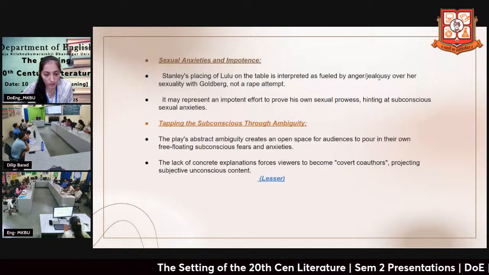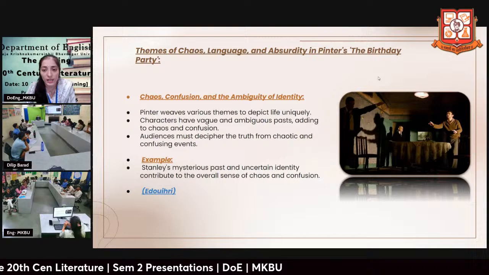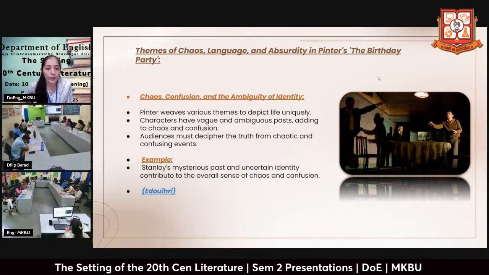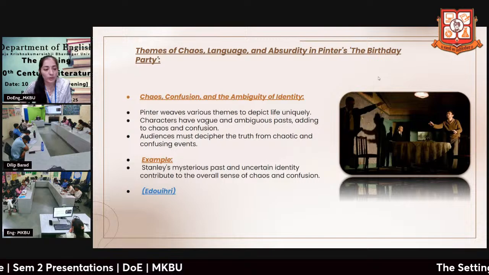Theme of chaos, language and absurdity in Pinter's The Birthday Party. Chaos, confusion and the ambiguity of identity: Pinter weaves various themes to depict life uniquely. Characters have vague and ambiguous pasts, adding to chaos and confusion. Audiences must decipher the truth from chaotic and confusing events.